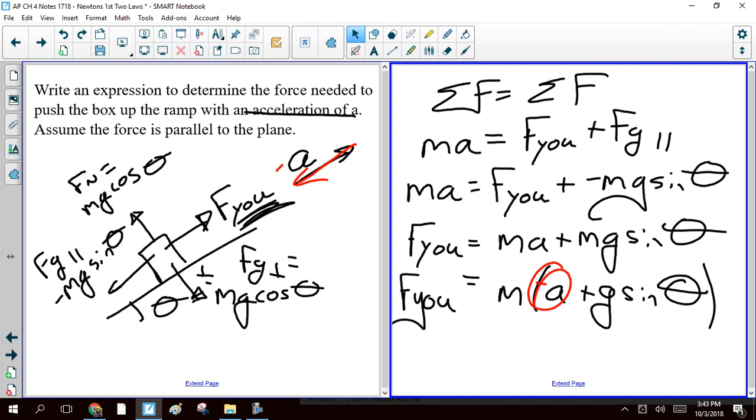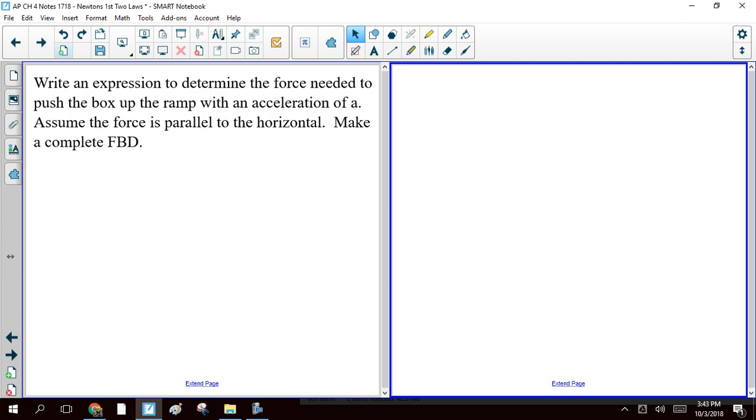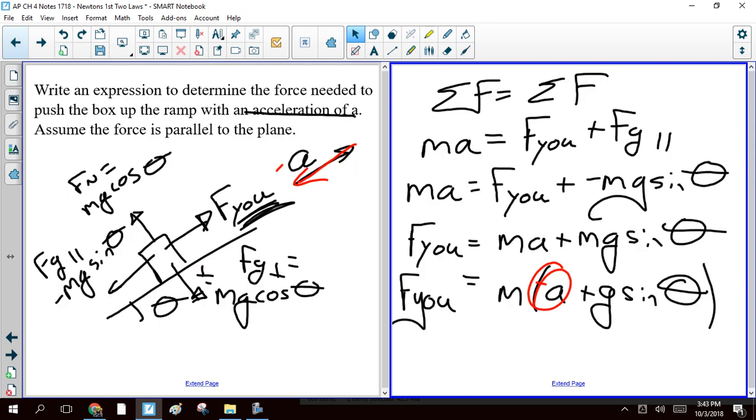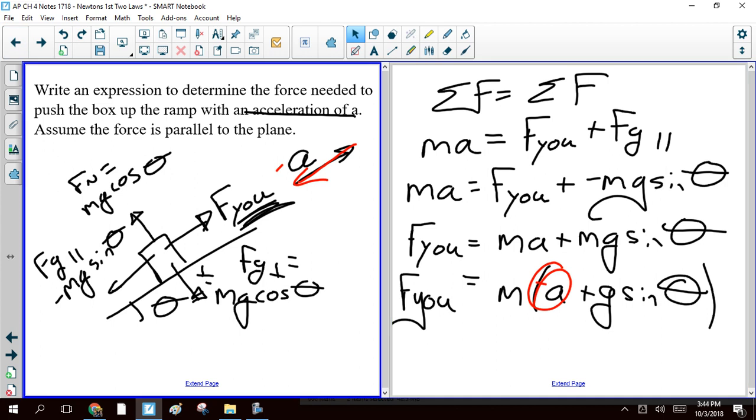All right, let's do one other thing here. This one says, write an expression to determine the force needed to push the box up the ramp with an acceleration of a. This time it says, assume the force is parallel to the horizontal. Make a complete free body diagram, okay? Oh, do you know what I didn't do on this last one was I didn't make my technical free body diagram. I guess I should do that real fast.